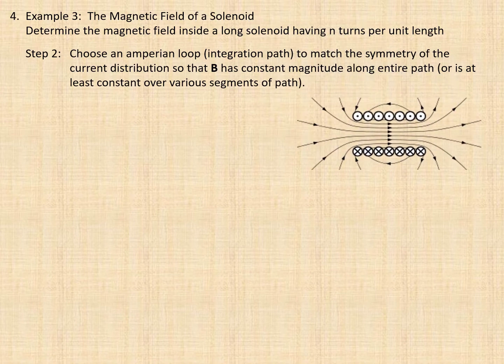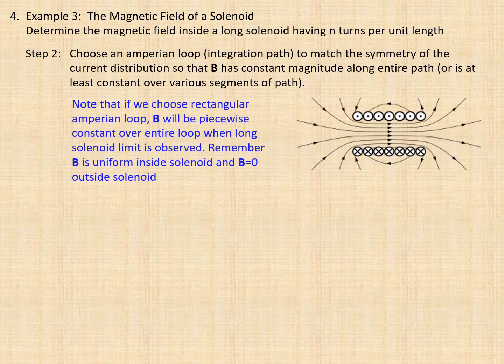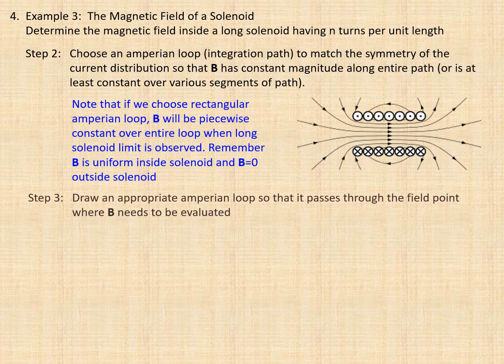So here we see the form of the magnetic field, both inside the solenoid and outside of the solenoid. And you'll notice that if we were to choose a rectangular Amperian loop, the magnetic field will be piecewise constant over the entire loop when the long solenoid limit is observed. Remember that the magnetic field is uniform inside of the solenoid and has a value of 0 outside of the solenoid.